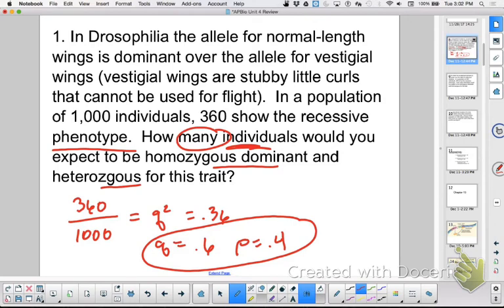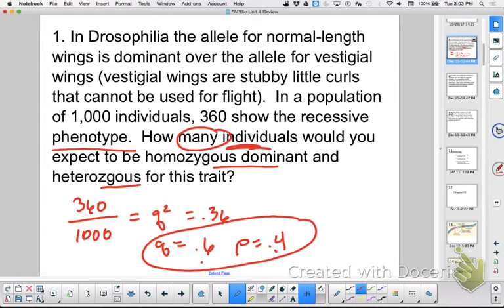And to get my 2PQ, I do 4 times 6 is 24 times 2 is 48%, so how many individuals would be a heterozygote? 480. Okay, does that help? Good? All right. So that, in essence, is chapter 16. I just wanted to hit that one time because we just finished that, and I didn't know if you had done your practice problems or not on that.